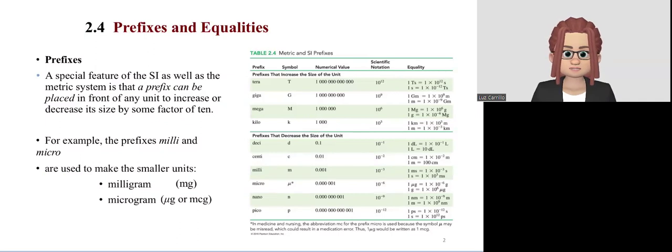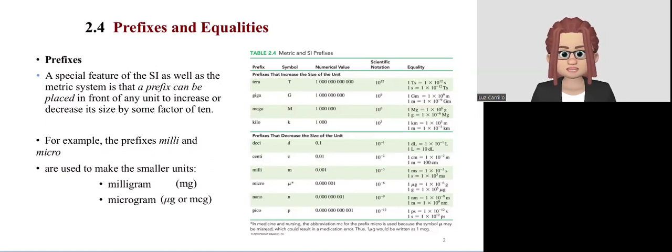A prefix can be placed in front of any unit to increase or decrease its size by some factor of 10. In table 2.4, we have a summary of a selected number of prefixes, and those are the ones that you are responsible for knowing in this course. You need to know out of this table what is the name of the prefix, the symbol of the prefix, and when it comes to the quantity that they represent, you can know the regular notation or the scientific notation.